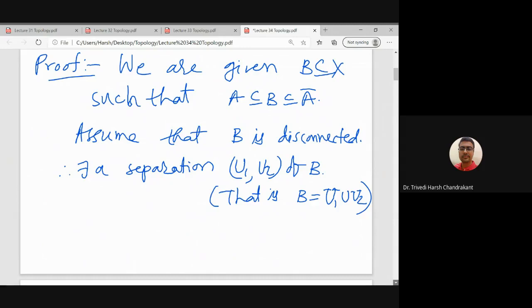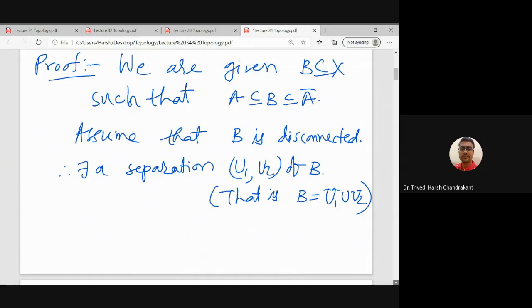So we know that whenever a separation exists, U1 and U2 are both open as well as closed sets. That we discussed after the definition of separation of a topological space, that if U1 and U2 are a separation of a topological space, then U1 is open as well as closed. Same way, U2 is also an open as well as closed set.